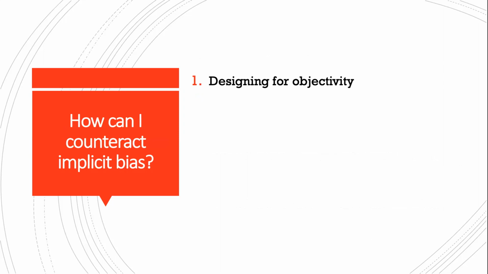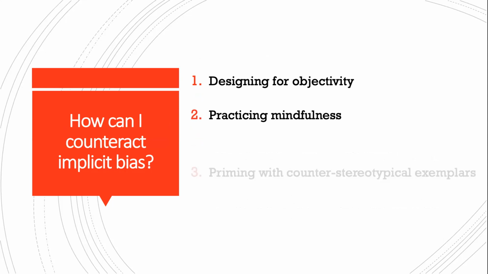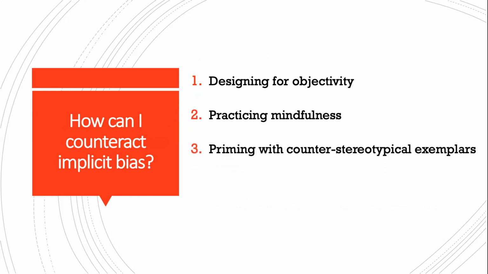This first one has to do with designing for objectivity. It's really my favorite intervention because it's the one that I'll talk about today that really preempts it at the beginning. The second one is practicing mindfulness, and the third is this priming with counter-stereotypical exemplars, and I'll stop there.